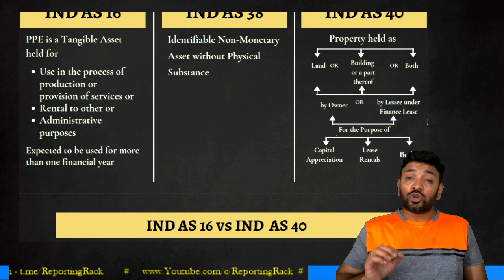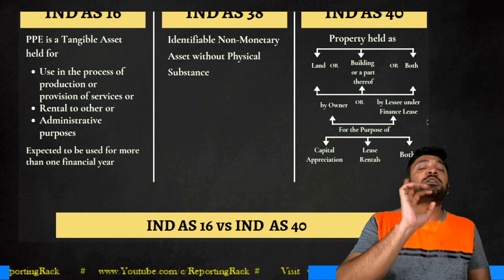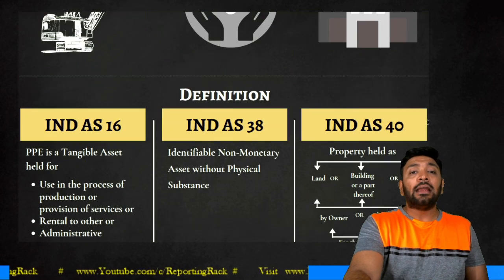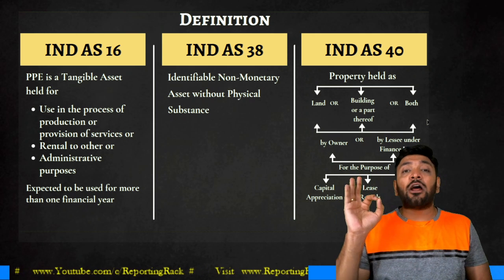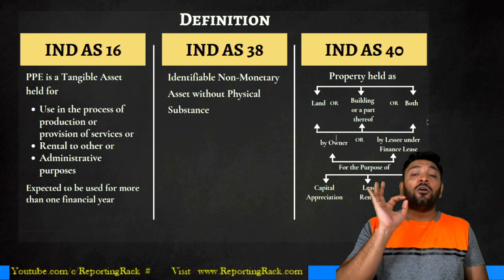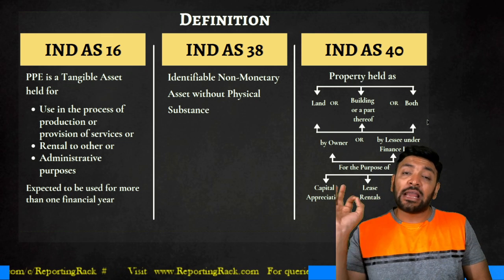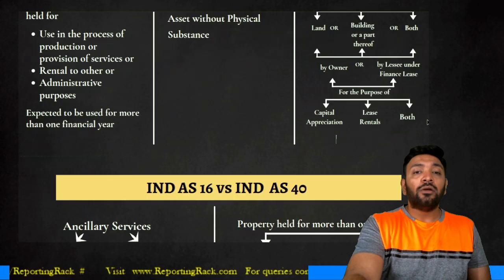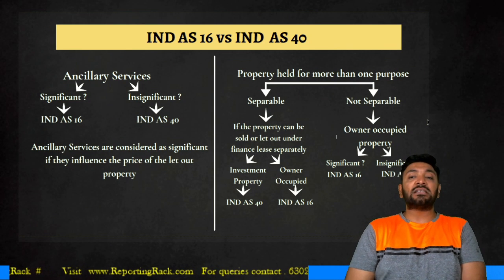So you need to understand the concept of IND AS 40 and the distinction with IND AS 16. Any other asset other than land and building which is given on rent should always be considered as IND AS 16, because IND AS 40 is only limited to land or a building or a combination of both. That is why we come across this situation of IND AS 16 versus IND AS 40.